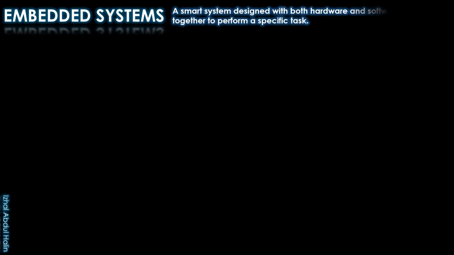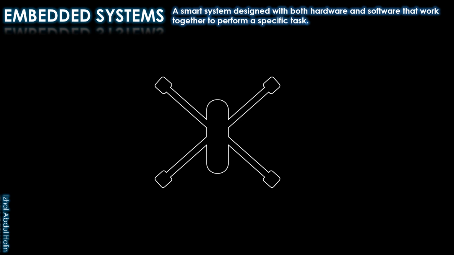An embedded system is defined as a smart system comprising of both hardware and software that work together to perform a specific task. Let's have a look at an example of what I mean. Consider a fully autonomous quadcopter drone as an embedded system. It's composed of a carbon fiber fuselage with 4 arms designed to look like the letter X. A microcontroller chip is mounted on the fuselage to control the drone.